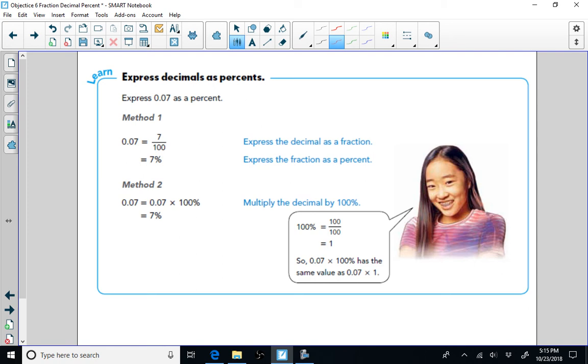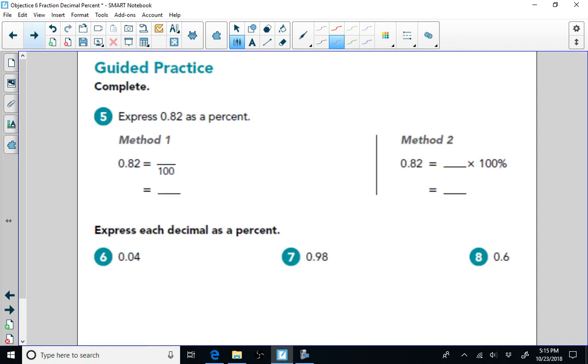Okay, so let's see what we have here. If I express 82 hundredths as a percent, right, 82 hundredths is 82 out of 100, and 82 out of 100 is 82%. Or I slide that decimal point 2 places right. That's the same as 82 hundredths times 100%. That's going to be 82%. Right, it works both ways.